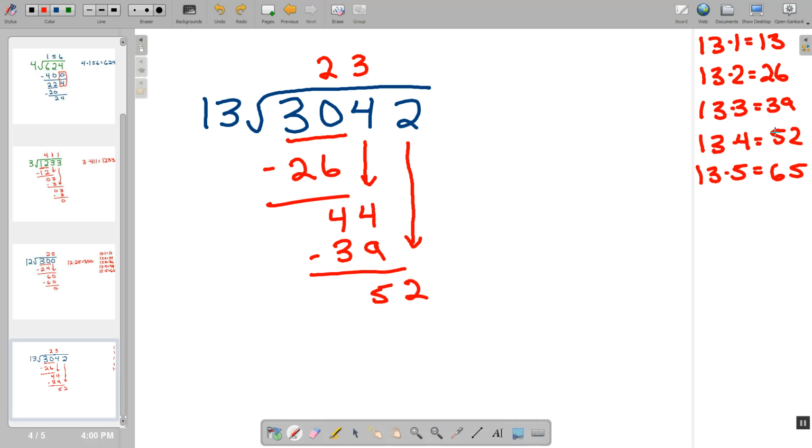I go back to my list, and look at that, right on the nose, 52. So we get a 4 in my ones place. I get a remainder of 0. Therefore, 13 times 234 is exactly 3,042.